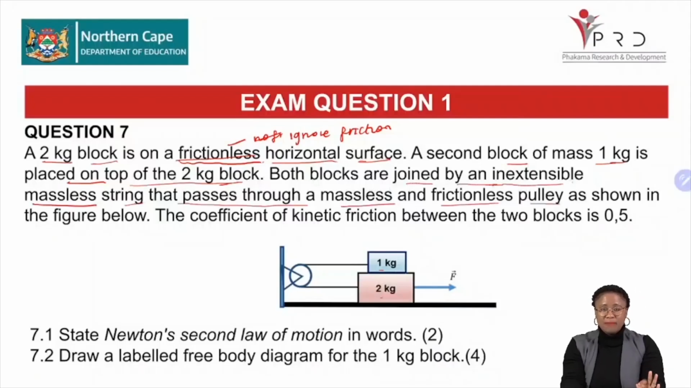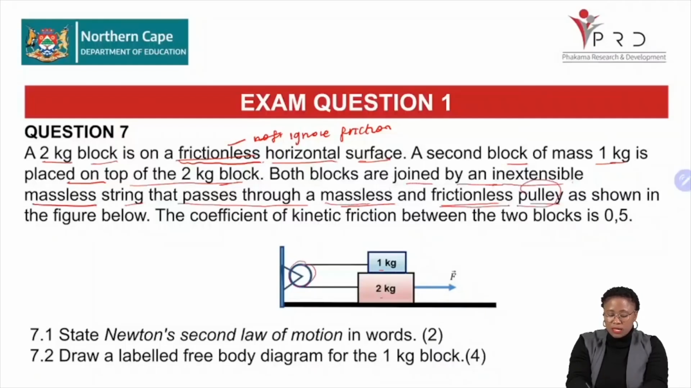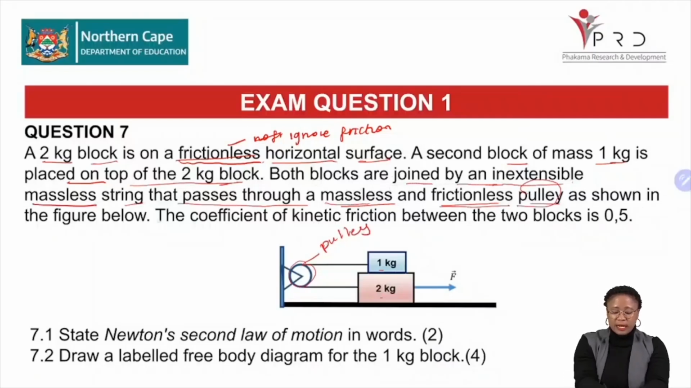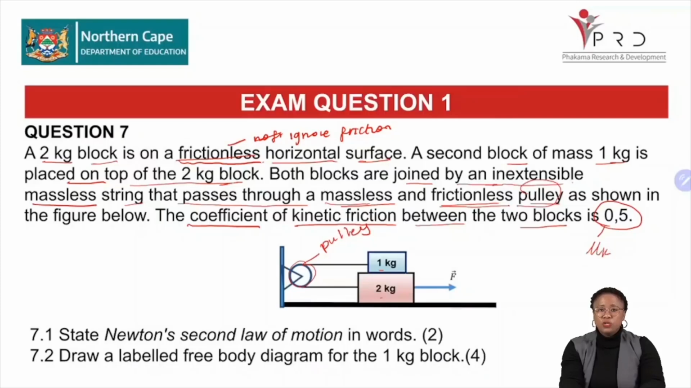Please bear in mind and read the question with understanding to understand what is massless and what is frictionless. It is the pulley. What is the pulley? This is your pulley that is massless and frictionless. As shown in the diagram below, the coefficient of kinetic friction between the two blocks is 0.5. Remember the coefficient of kinetic friction, that is our μk, which is equal to 0.5.